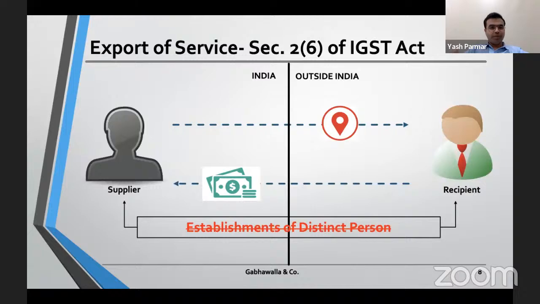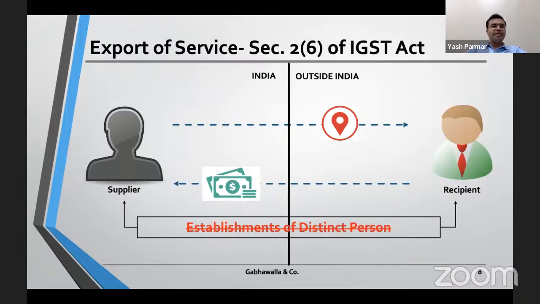First, the supplier should be located in India. Second, the recipient should be located outside India. Third, the place of supply should be outside India. And how to determine that place of supply, we will see in section 13 in our subsequent slides. The fourth condition is that the consideration should be received in foreign convertible exchange. And fifth condition is that they should not be merely establishments of distinct person.